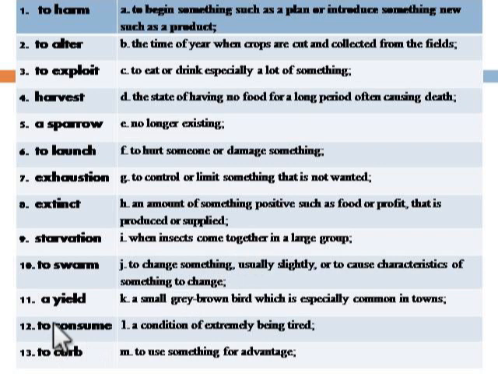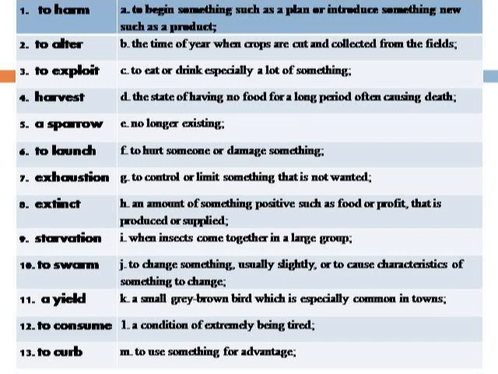So eleventh, a yield. Its definition is the letter H. So, an amount of something positive, such as food or profit, that is produced or supplied. The twelfth, to consume. To consume, its answer is the letter C, to eat or drink, especially a lot of something. And the last one, thirteenth, to curb. Its definition is the letter G, to control or limit something that is not wanted.